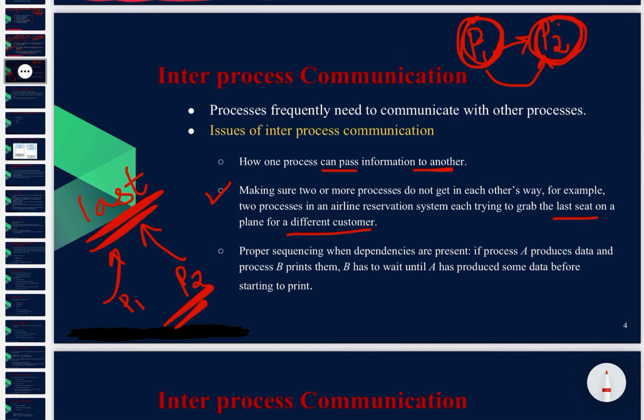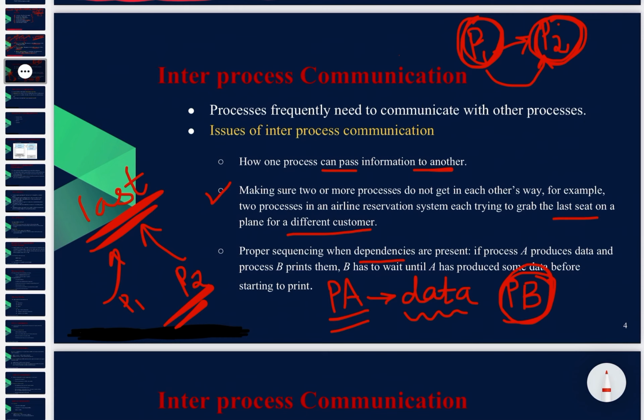And the third is proper sequencing when dependencies are present. If process A produces data and process B prints them, then B has to wait until A has produced some data before starting to print. So if process A has to produce some data and this data has to be printed by process B, process B has to wait until process A has produced the data. This is proper sequencing when dependencies are present.